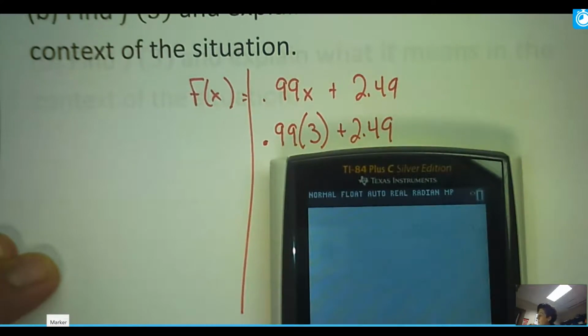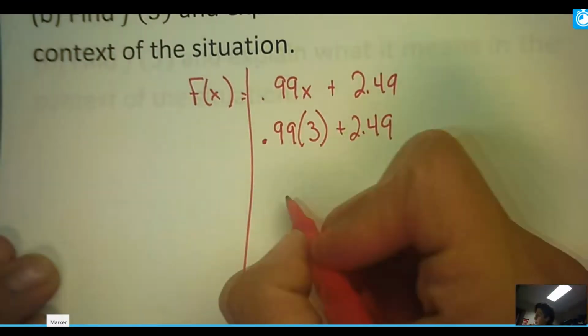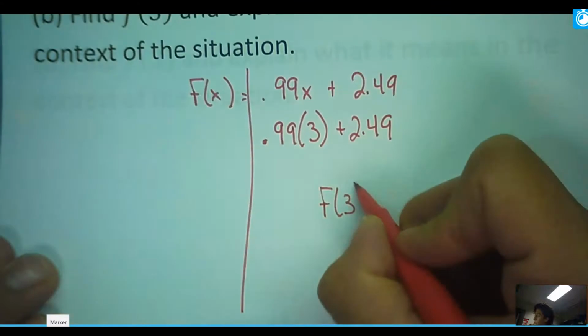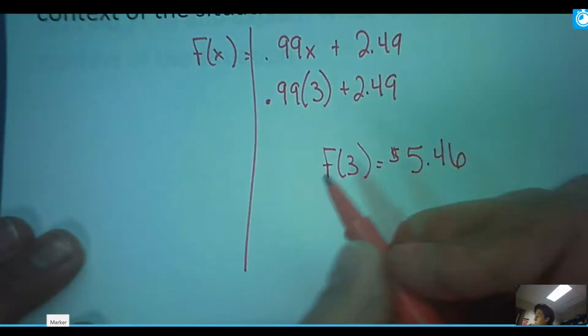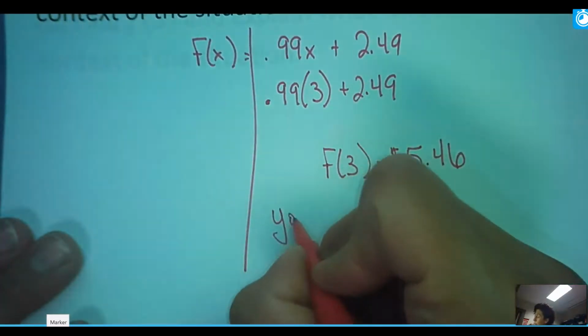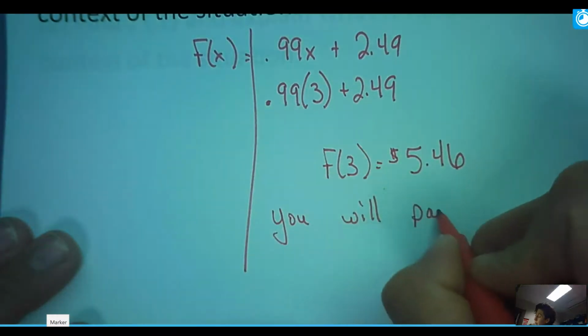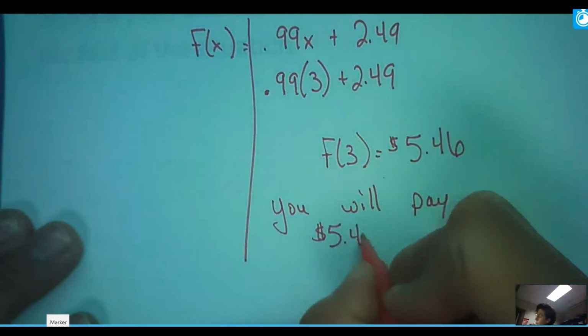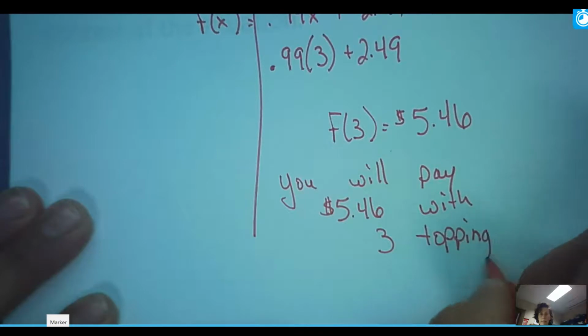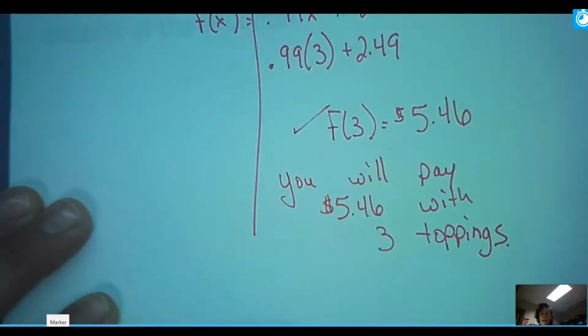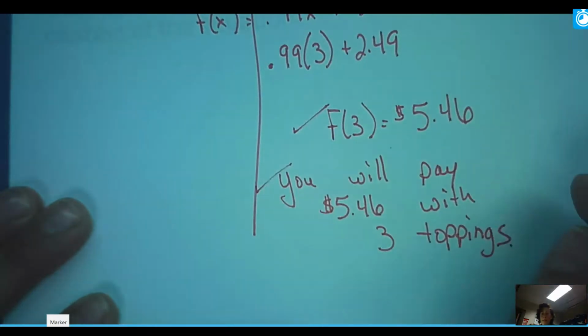And then you can turn on your calculator, and I'm just going to type in everything that you see here. So clear out the old one. There's 0.99, right? Parentheses 3 plus the 2.49. And I get 5.46. So there's my answer. So my first question is my function. When x is 3, I get $5.46. I've used my unit of measurement, and it just means you will pay $5.46 with 3 toppings, or for 3 toppings, something like that. But I've answered 2 questions. I found f of 3, and then I explained what it meant in context.